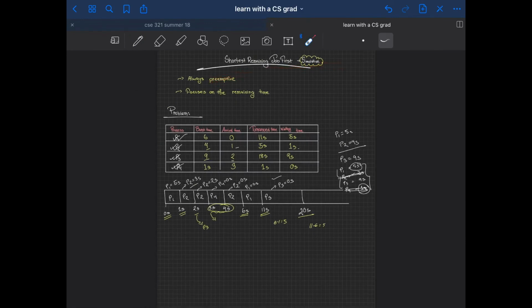It's a very easy one, and you always have to remember, you have to look into the remaining time always.